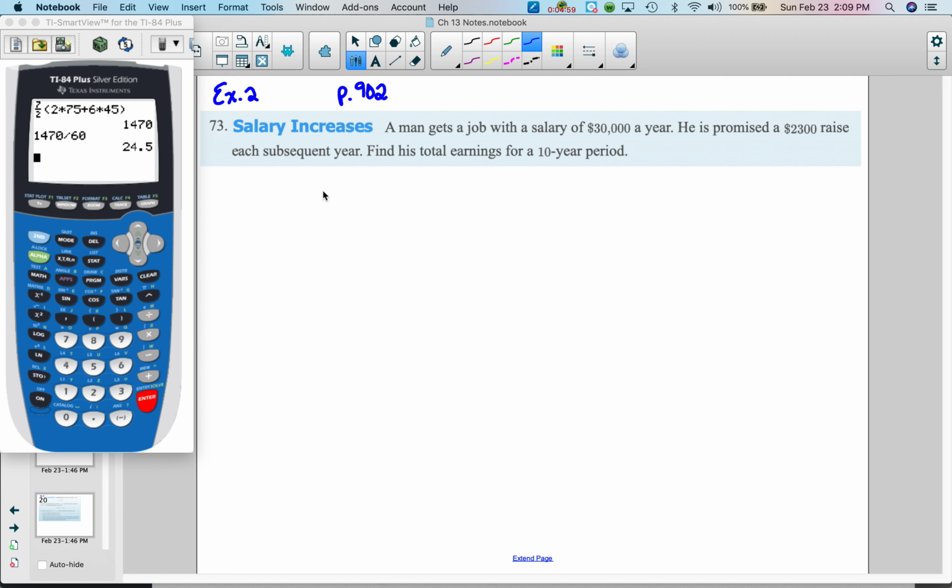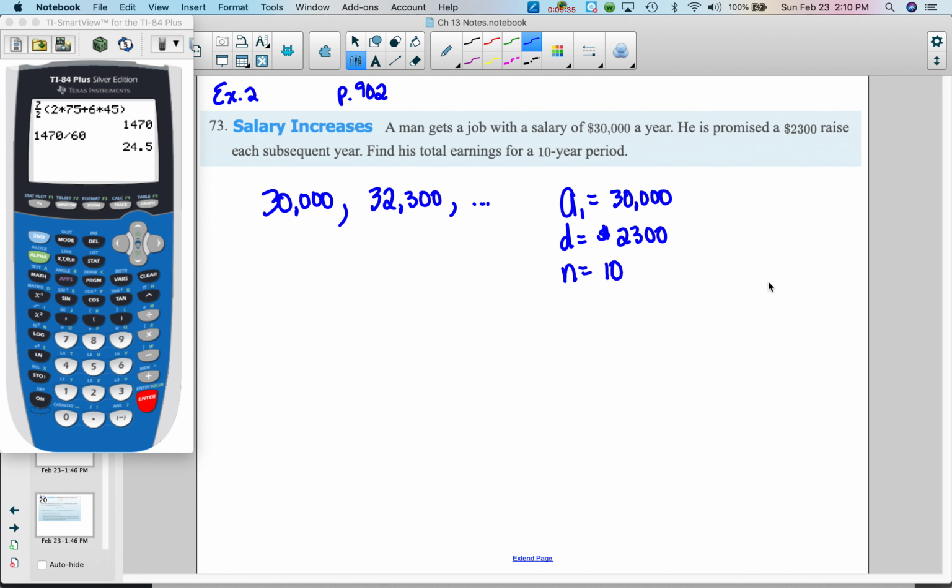So what we know from this problem is that the first year he's going to get $30,000. And then the second year he's going to get a $2,300 raise. So he's going to get $32,300. And then that's going to continue for a total of at least 10 years. So what do we know? We know that our initial term is $30,000. We know our common difference is $2,300, and we're talking about the first 10 years, so we know n is 10.